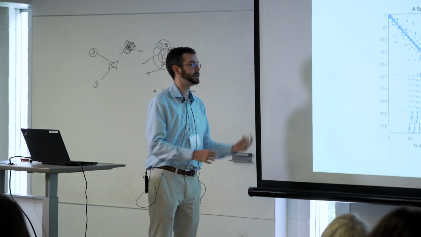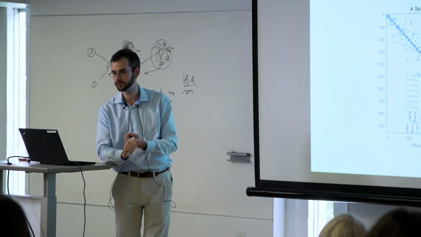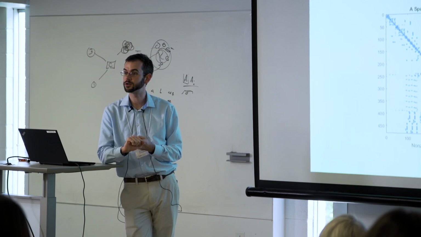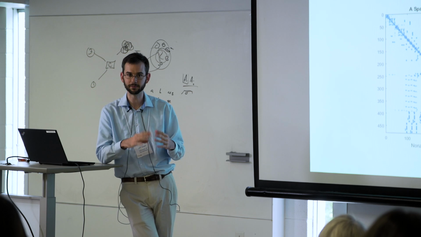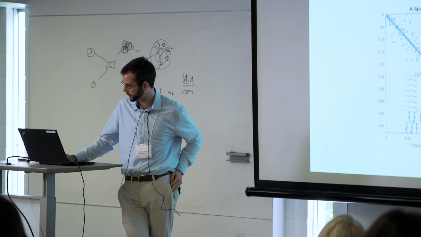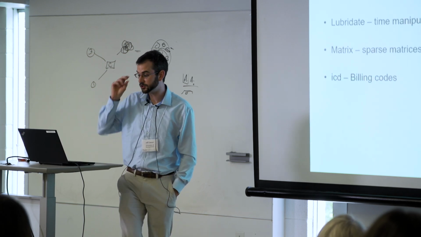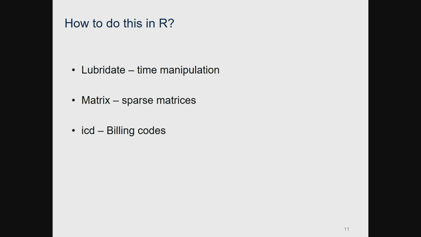And when it does that, it speeds up both the computation in terms of multiplication, but also reduces the amount of memory space the matrix takes up. So if your RAM is fairly low, it can really help speed that up. Thinking about how to do this in R, there are really three main packages that I've used to help do a lot of these analyses.